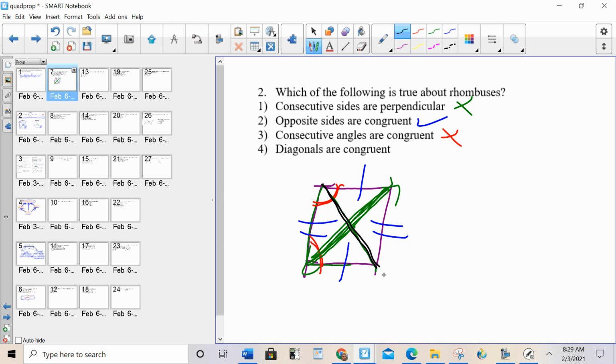If it's slanted, the diagonals are not going to be the same. The green one is obviously longer than the black one because it's being pulled in both directions. So, diagonals are not congruent. The answer is choice 2.